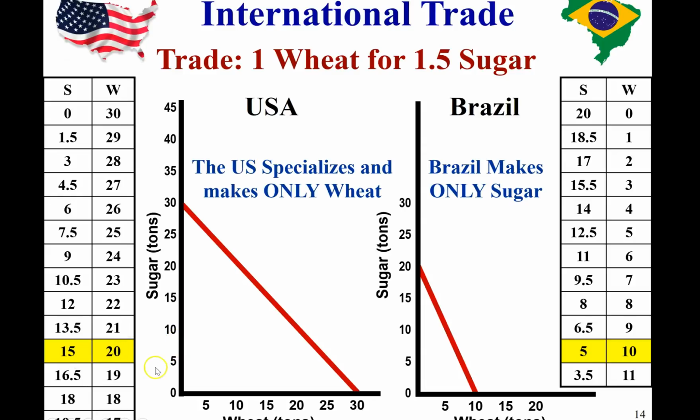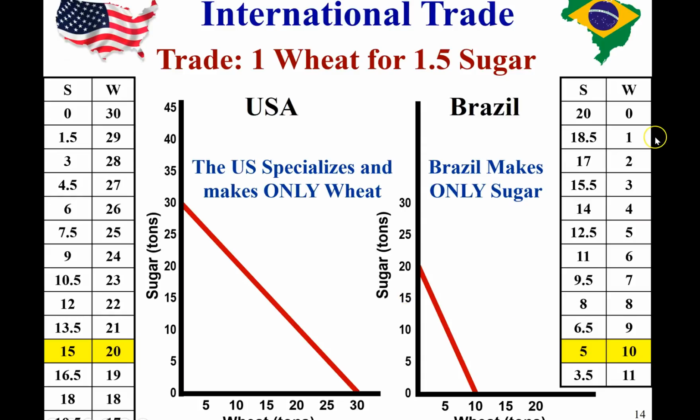I want you to see something interesting. If you go to the chart and look at 15 sugar and 20 wheat and come together, that point is right about here. And notice that it is outside of their production possibilities frontier. This is the benefits of trade, because without trade, the maximum combination they could have produced would have been about here at 15 and 15. But with trade, the benefits of trade, even though Brazil is a less productive country in many ways, the benefits of trade are that they can now consume outside of their curve at this 15 and 20 point.